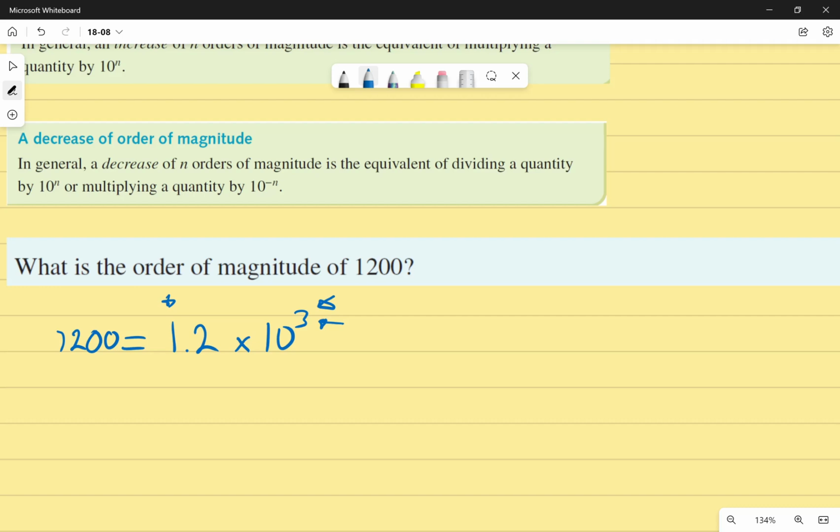Does anyone have any questions about that? Just remember that this form up here is called standard form. We need that to calculate the order of magnitude of a number by itself when we're not looking at the increase or decrease.